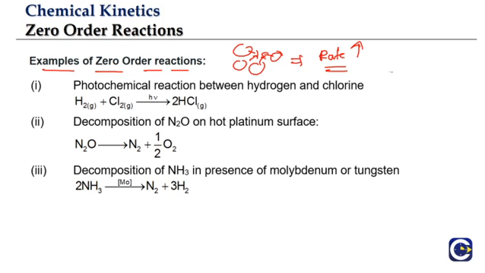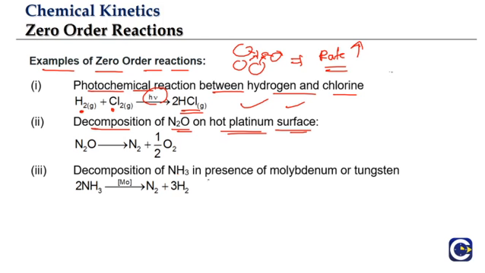If we take, for example, the photochemical reaction between hydrogen and chlorine to produce HCl gas, then in that particular reaction the rate is driven by the presence of the energy given by the radiation. So it is not going to be that much dependent upon the concentration of hydrogen and chlorine gases. Similarly, if you look at the decomposition of N2O on a hot platinum surface, the rate of the reaction will be dependent upon the availability of the platinum surface and not so much on the concentration of N2O.